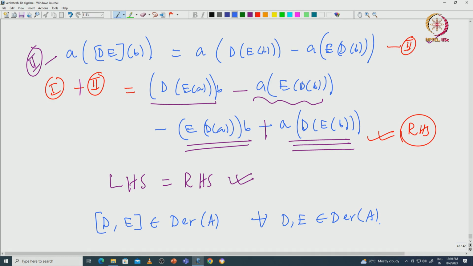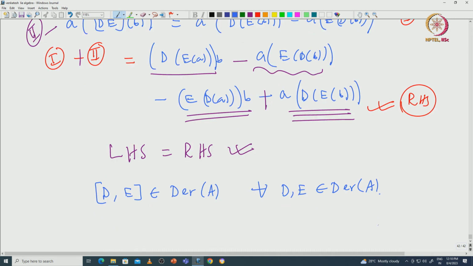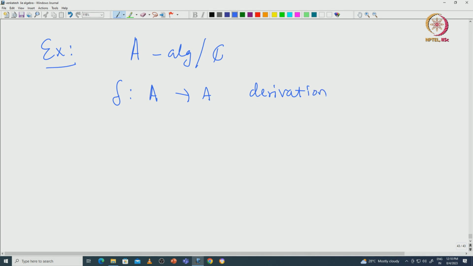I will just leave one exercise and then stop. Okay. So, this is again called the Leibniz rule or generalized Leibniz rule, because it can be obtained from the rule that I already told. So, here is the exercise. Again start with an algebra over C. Then take delta to be a derivation. So, that is a linear map satisfying the rule delta of A B equals A delta of B plus delta of A B.